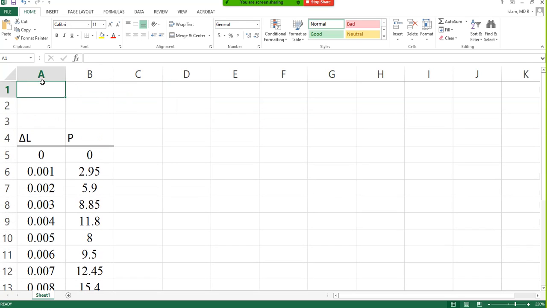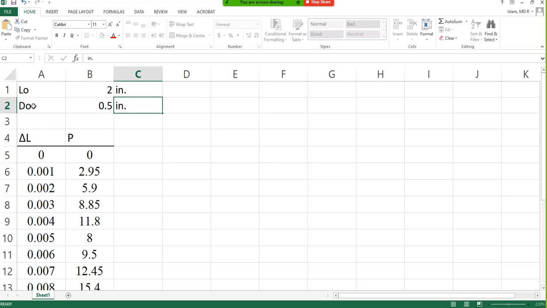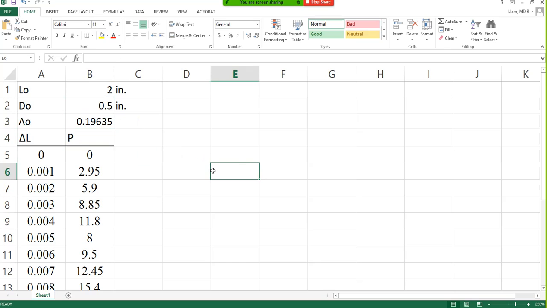No problem. So what is given? My L naught is given. What is L naught? 2 inch. What is D naught? 0.5 inch. How to find A naught? A naught is pi d square divided by 4. What is pi? 3.1416. Somebody will say what is 3.1416? Okay, it is pi. So this is my area, in inch square.